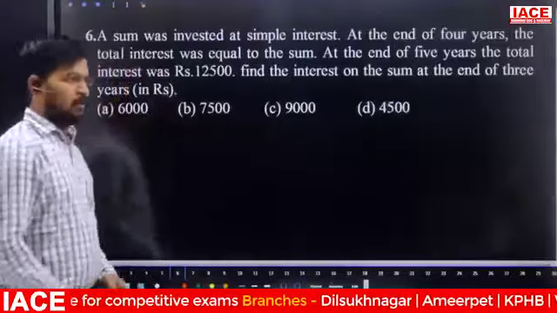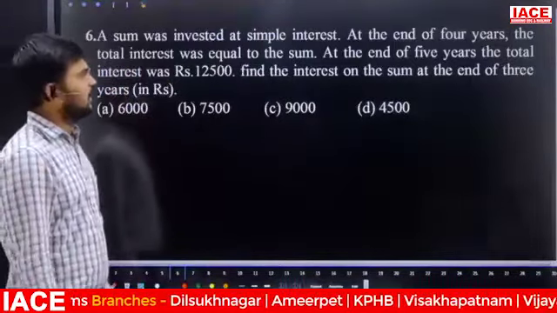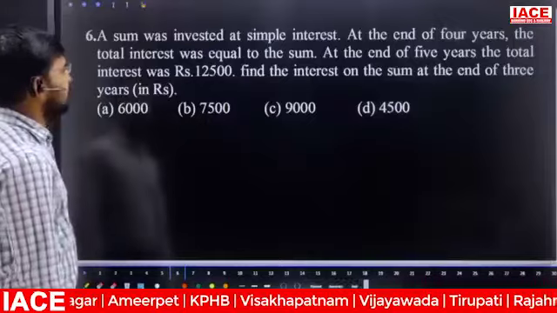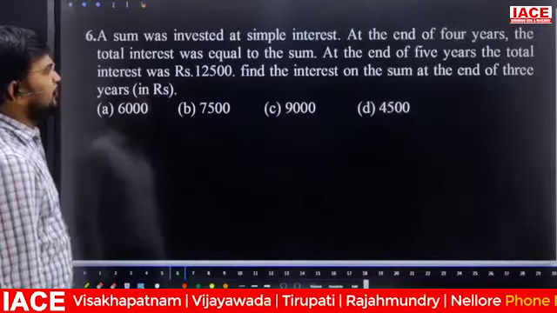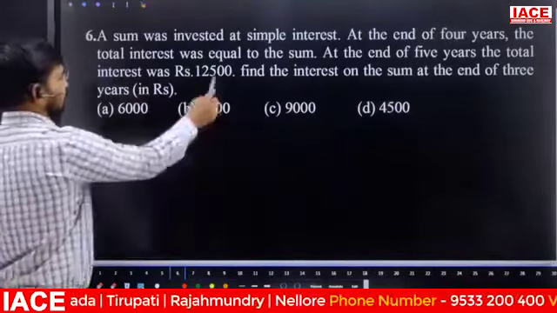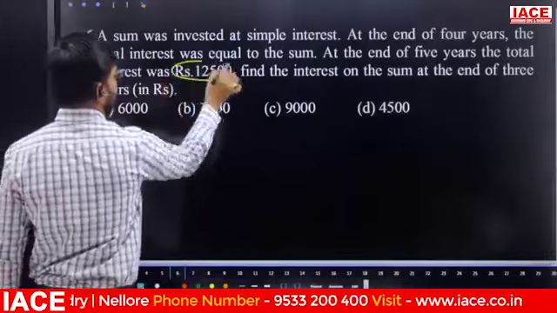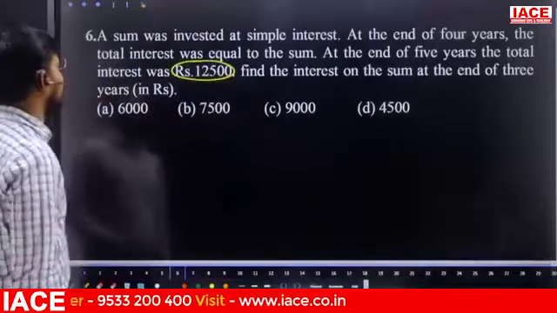Read the next question. A sum was invested at simple interest. At the end of 4 years, the total interest was equal to the sum. At the end of 5 years, the total interest was 12,500. Find the interest on the sum at the end of 3 years.